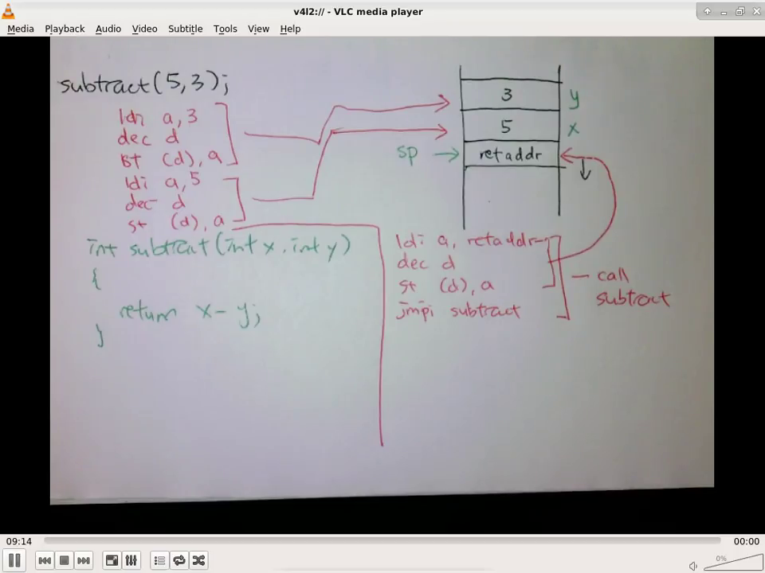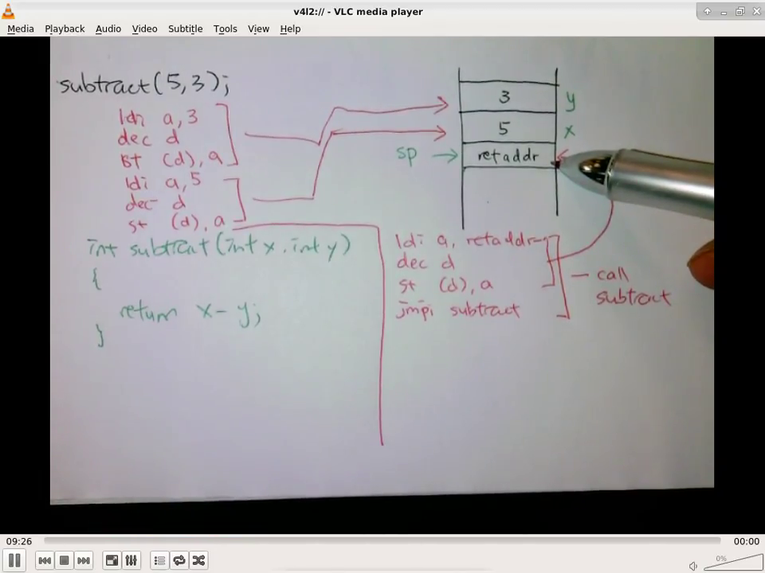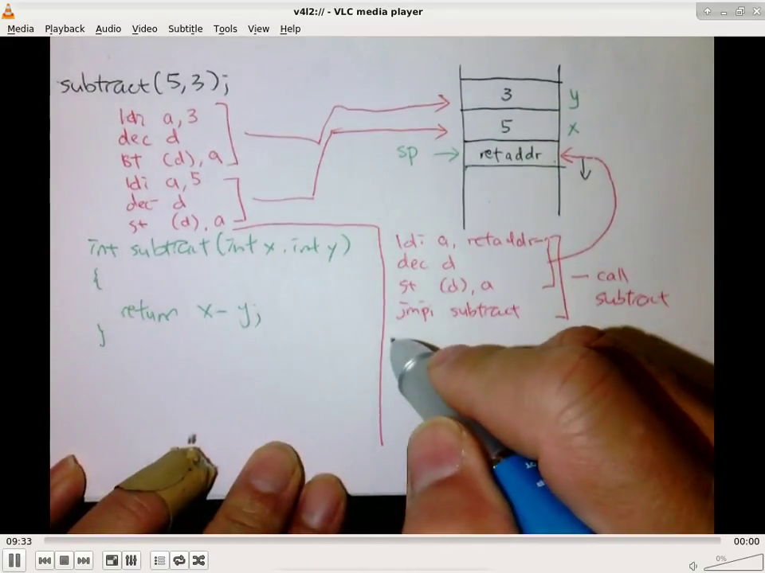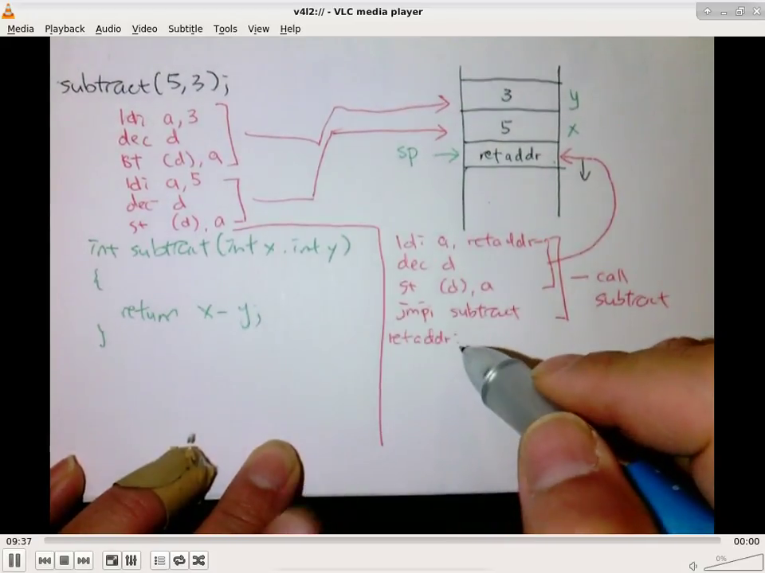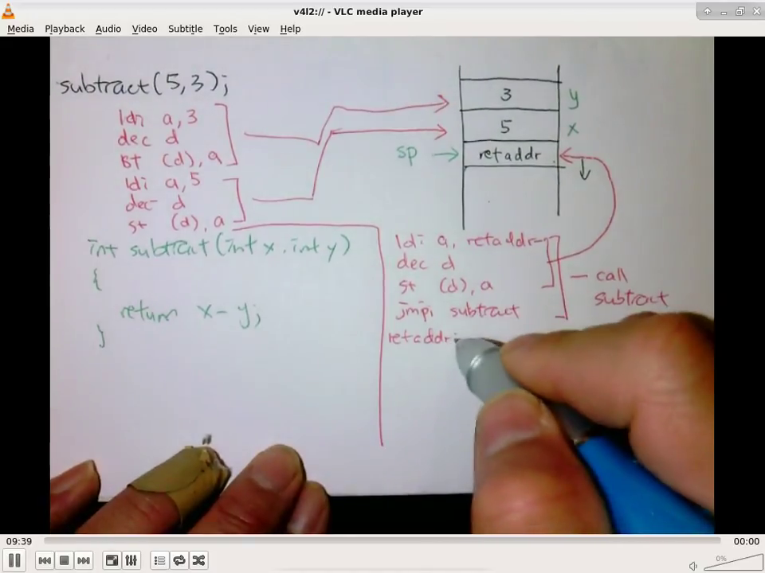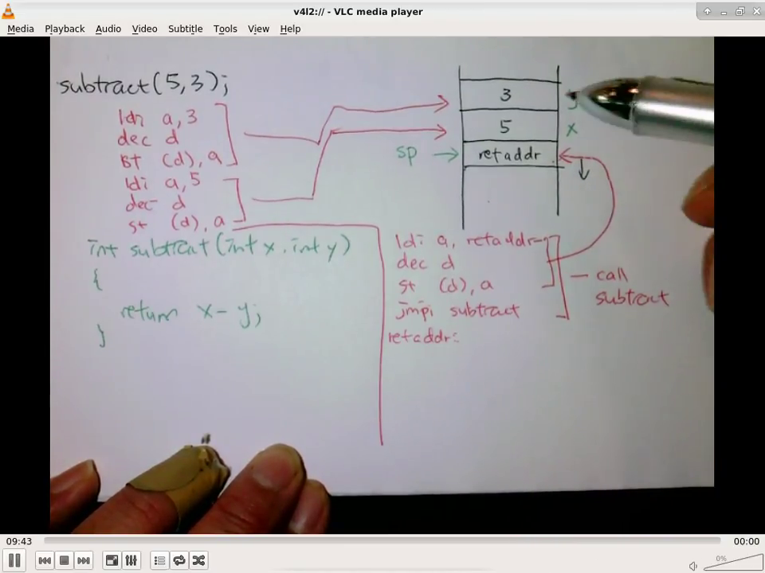So the red code corresponds to the caller, okay? The one who's calling the subroutine has to do it this way. Now, when the subroutine returns, the return address will no longer be on the stack because the subroutine itself is consuming the return address in order to get back to this place here. The return address is basically just a label to identify where we're going back to.